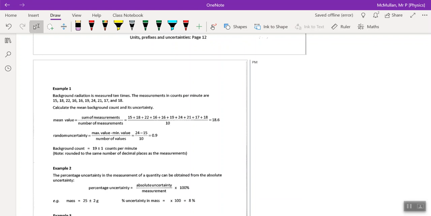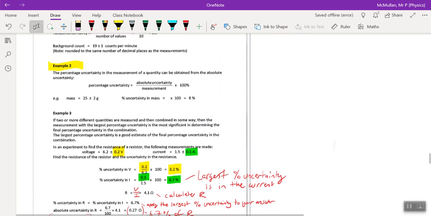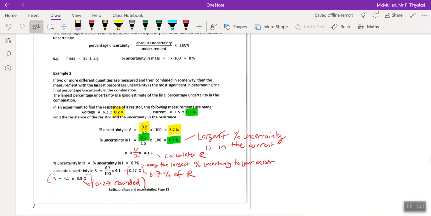We have some worked examples for you. Take your time to go through these, try them yourself. They will be really useful. Example 3 is where we calculate the average uncertainty in a percentage.